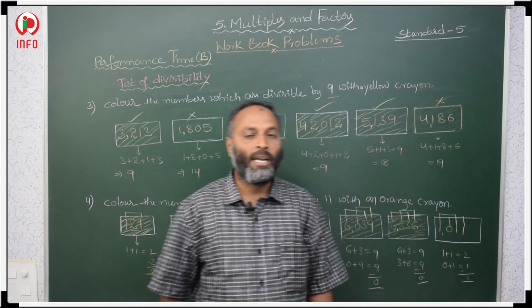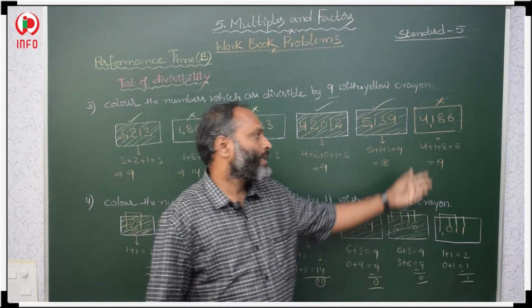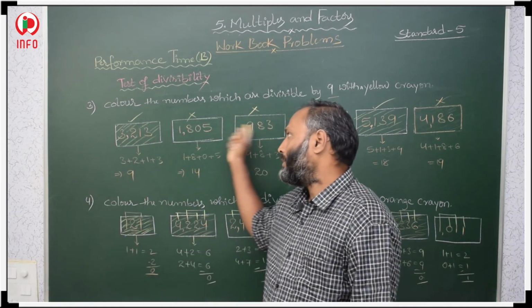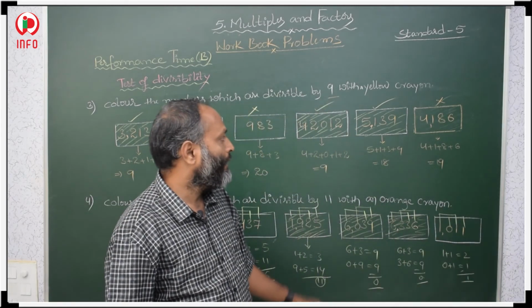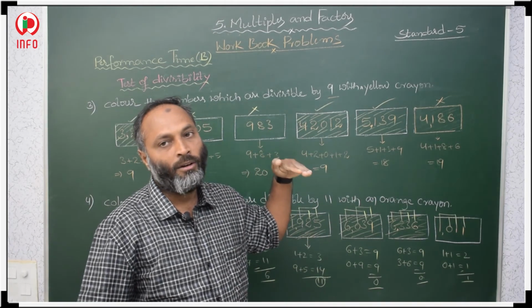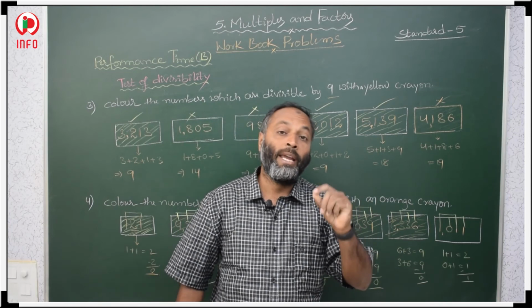19 is not there in the 9 table, so it means this number is not divisible by 9. So, we have to check whether these numbers are divisible by 9 or not. We have to apply the 9 condition only.